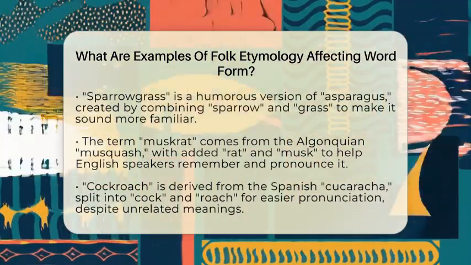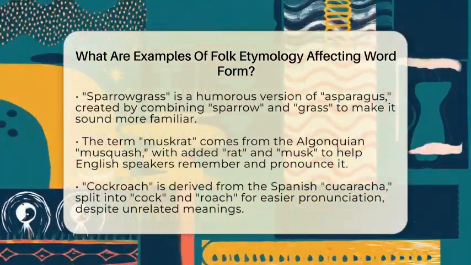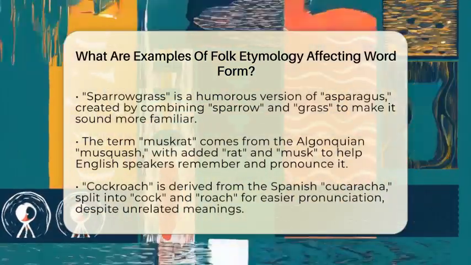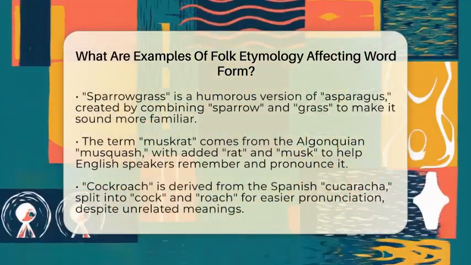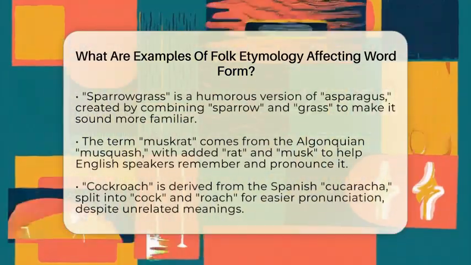Muskrat is another example. It comes from the Algonquian word musquash. English speakers added rat, a common rodent, to make it easier to remember and pronounce. They also kept musk, which relates to the animal's scent. The new word muskrat stuck and became the common term.